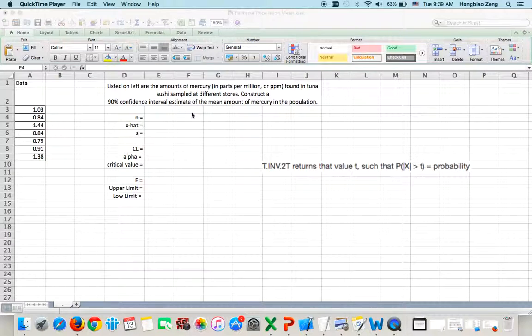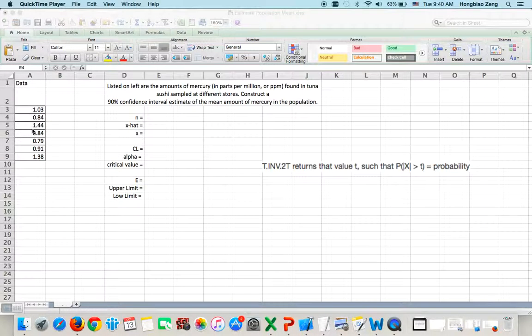This video is recorded to help my students understand how to estimate a population mean with sigma not known. We will use a homework example to demonstrate the method. Listed on the left are the amounts of mercury in parts per million, or ppm, found in tuna sushi sampled at different stores. Construct a 90% confidence interval estimate of the mean amount of mercury in the population.